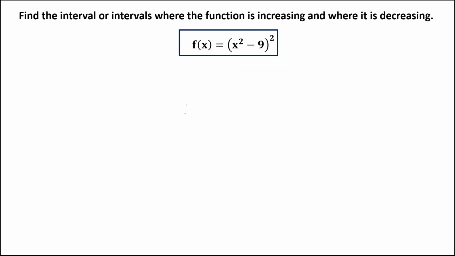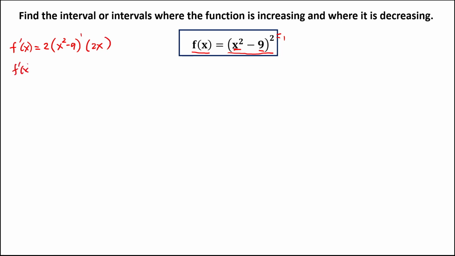Then for this problem, first we need to find the first derivative. So we have f prime of x equals, using the power rule, bring down this exponent times x squared minus 9, then minus 1 for this exponent, so to the power 1, then times the derivative of x squared, that's 2x, and the derivative of a constant, this one, is 0.